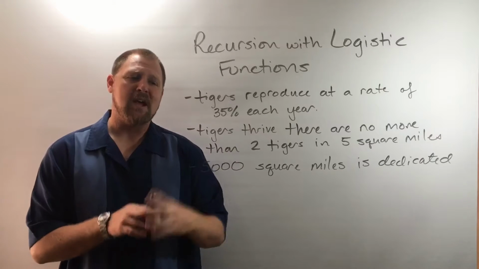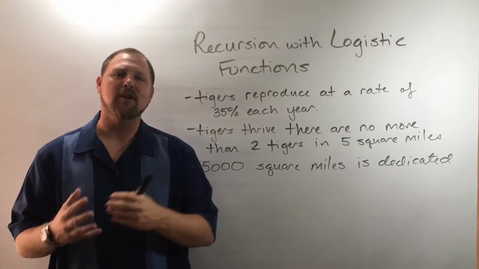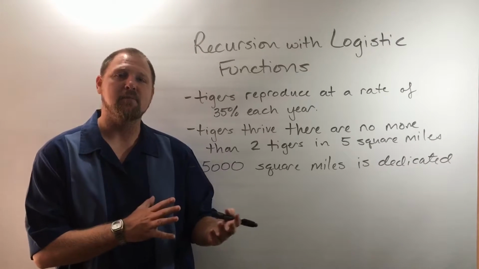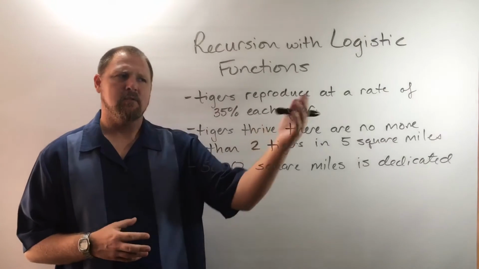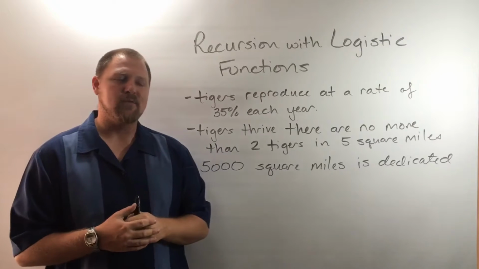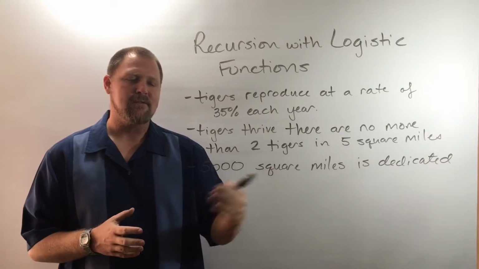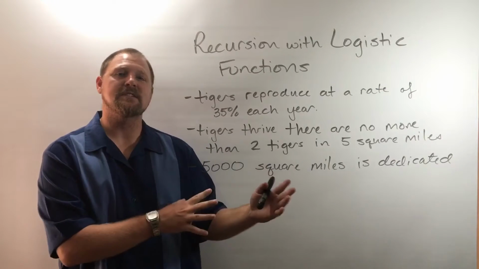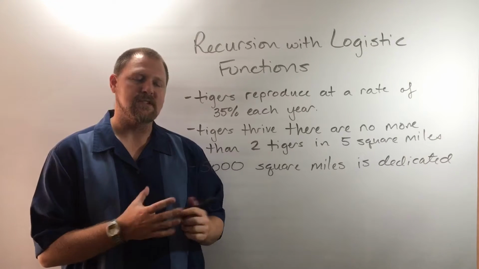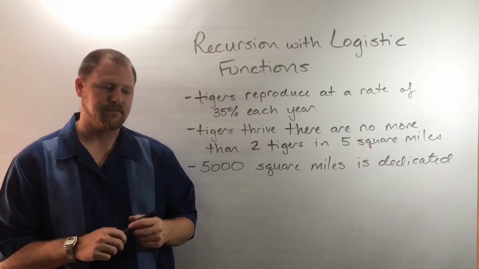So we have a problem. Now I've listed the information that we need in bullet style. However, you're probably going to write it in paragraph style because that's more real world and how they're going to approach the information. However, we have tigers that reproduce at a rate of 35% each year. Tigers thrive when there are no more than 2 tigers per 5 square miles. And then we have a 5,000 square mile ranch that's dedicated to reviving the population of these tigers. So we first need to calculate our limitation and then write our recursive growth rule.